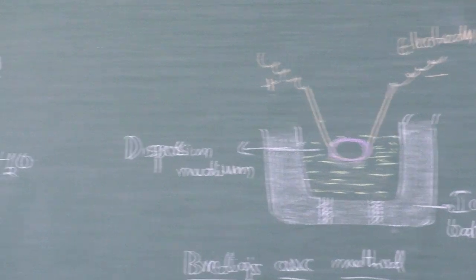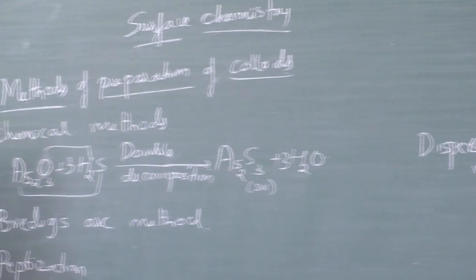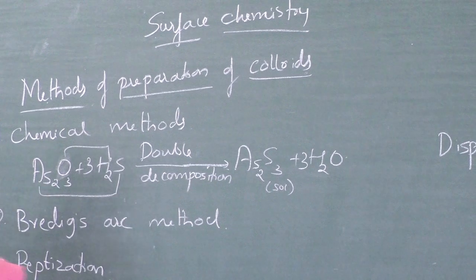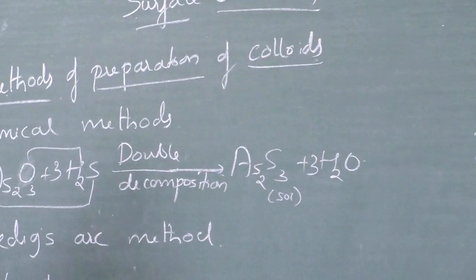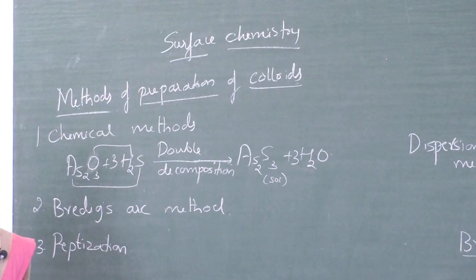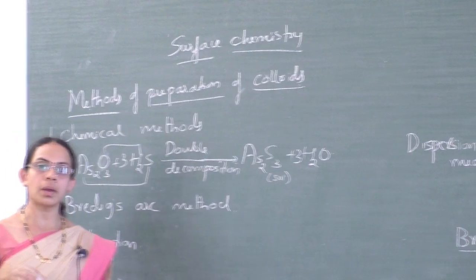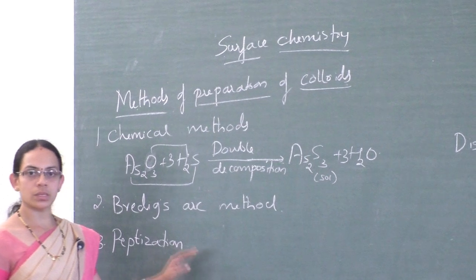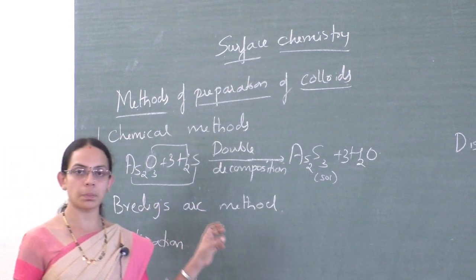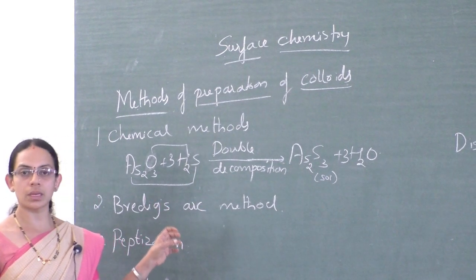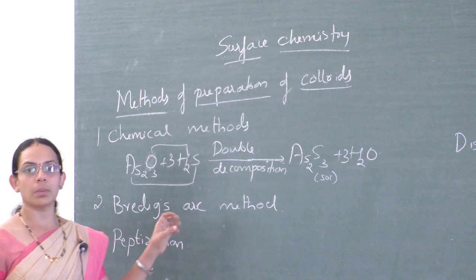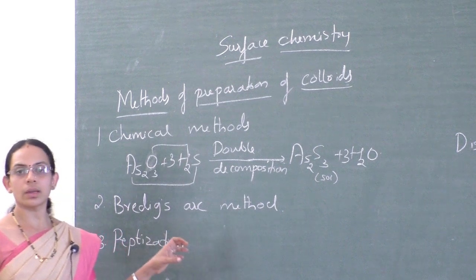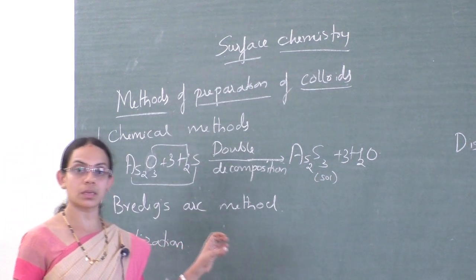And the third type of preparation of colloid is peptization. So in peptization, the freshly prepared precipitate is converted into colloidal sol by adding a suitable electrolyte, and that electrolyte added is called peptizing agent.